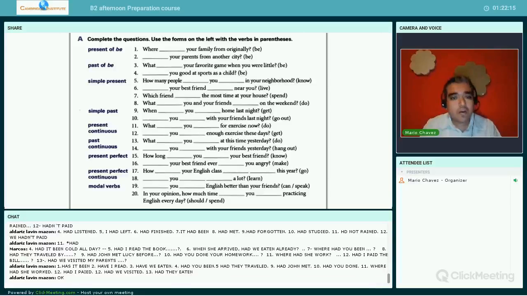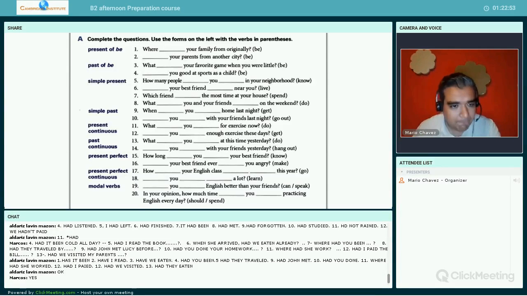What I want you to do is to copy the 20 sentences and answer them in your notebook. Then you take a picture of your notebook, and you send it back to the WhatsApp group so I can check your answers. Okay, that's the way we are going to be doing homework. You do it in your notebook, you take a picture, and you send it to the WhatsApp. All right, is it okay? You got it, Marcus, Aldaris? Yes, very good.